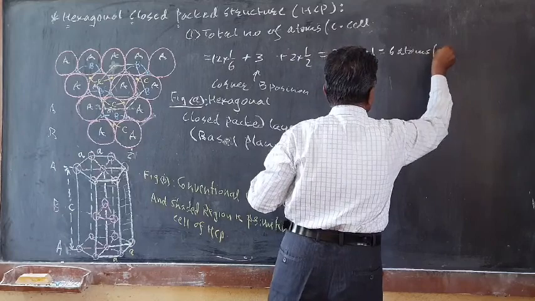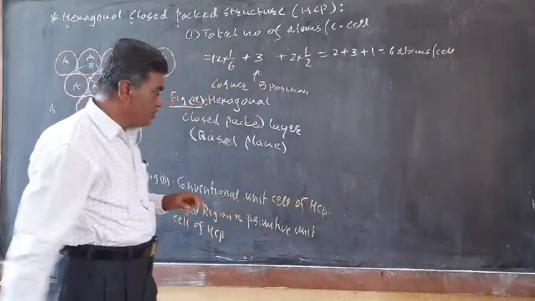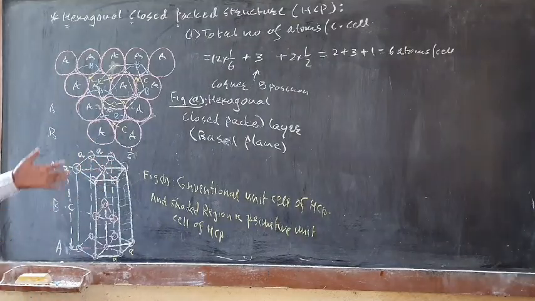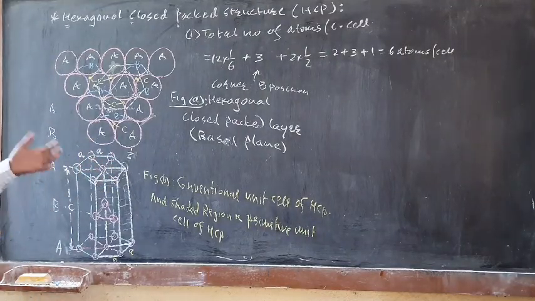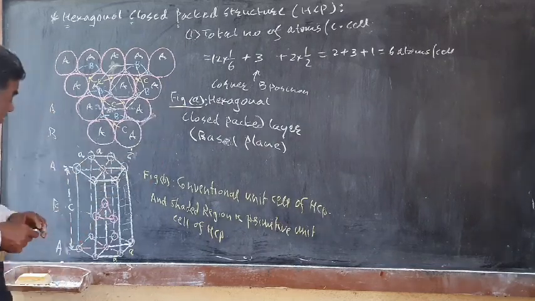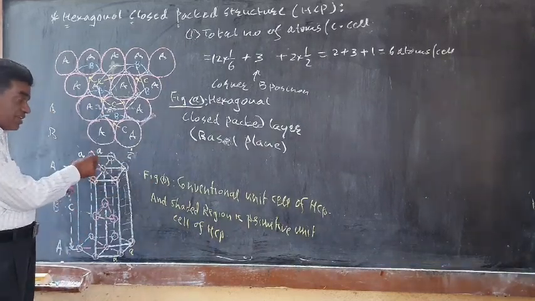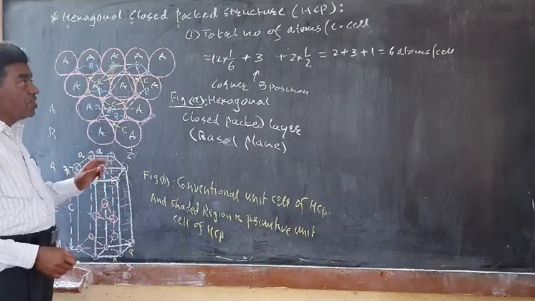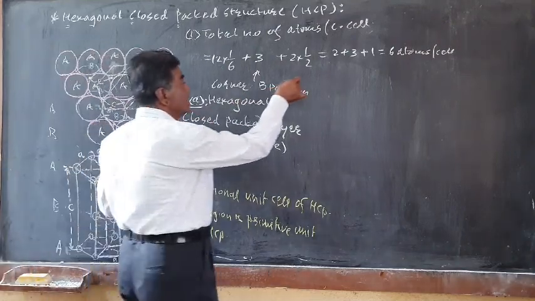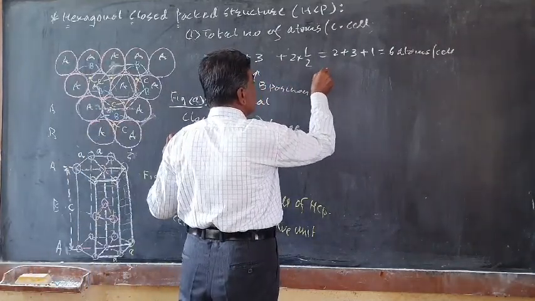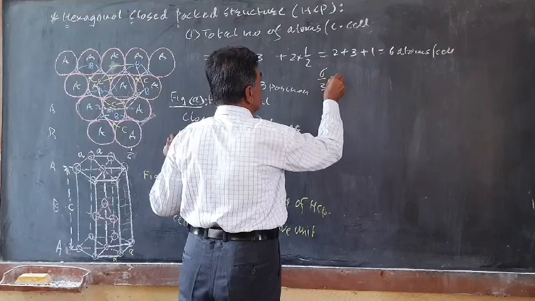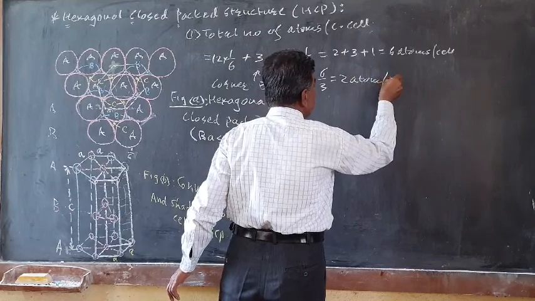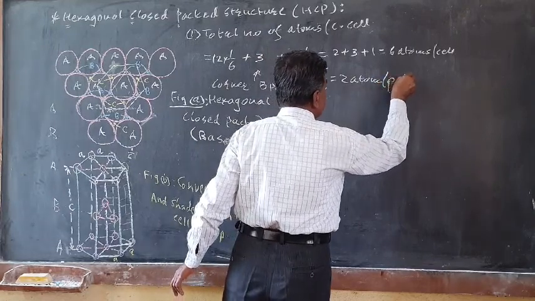6 atoms per conventional unit cell. So in case of the SCP crystal structure, the contribution of all the corner atoms per conventional unit cell is 6 atoms per conventional unit cell. Again, this conventional unit cell is divided into 3 primitive unit cells. So the contribution per primitive unit cell is 6 divided by 3, that is equal to 2 atoms per primitive unit cell.